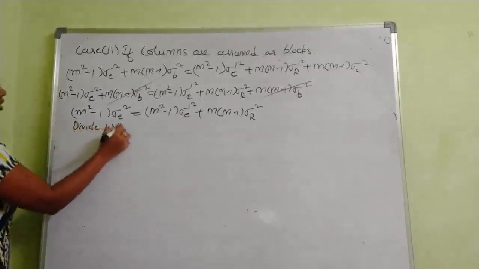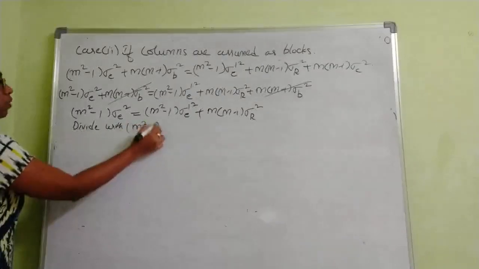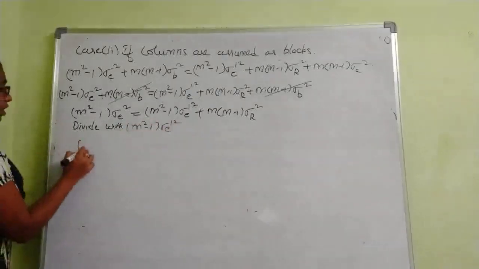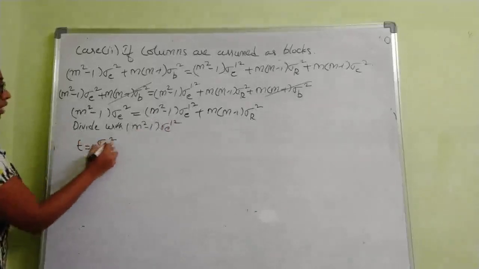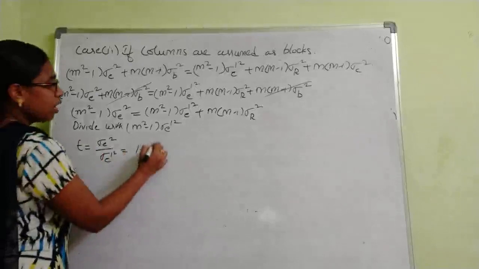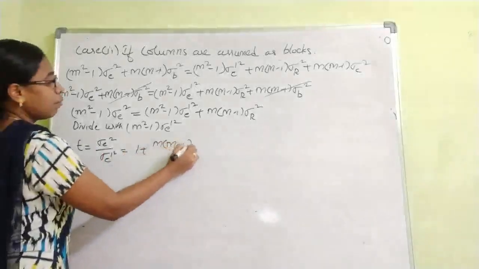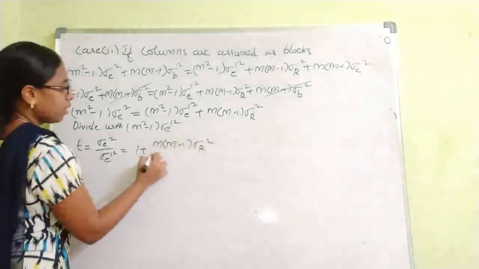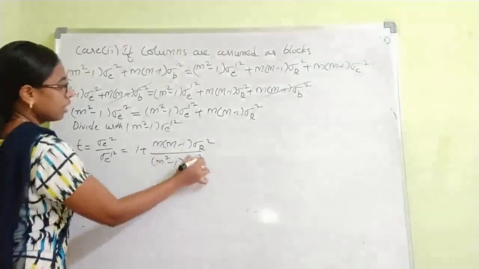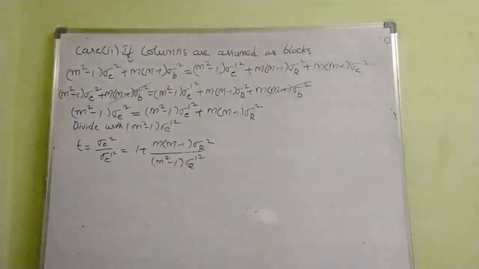So by dividing with m square minus 1 sigma e dash square, efficiency equals sigma e square by sigma e dash square, which is equal to 1 plus m into m minus 1 sigma r square divided by m square minus 1 sigma e dash square. So now we have to find those unbiased estimators. We know how to find the unbiased estimators.